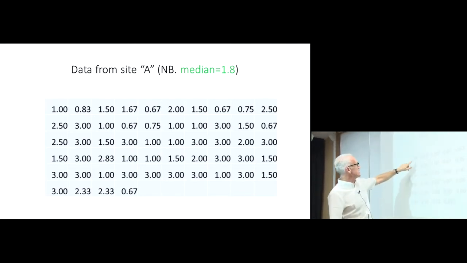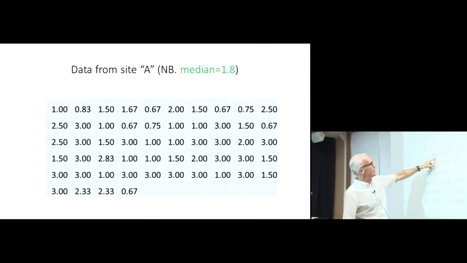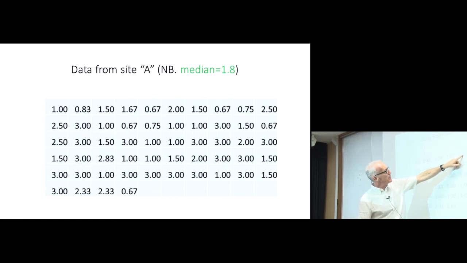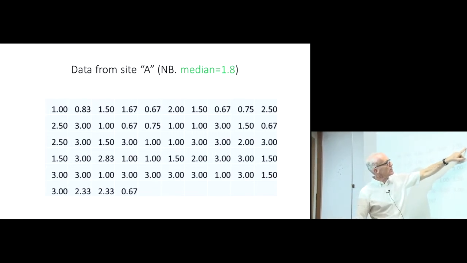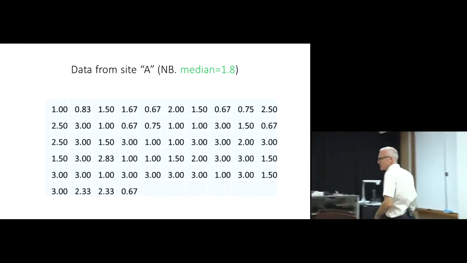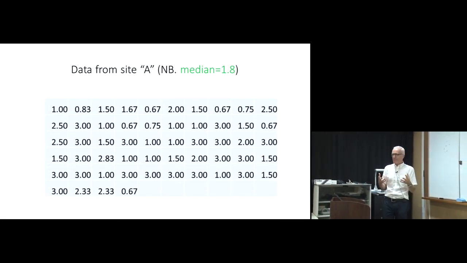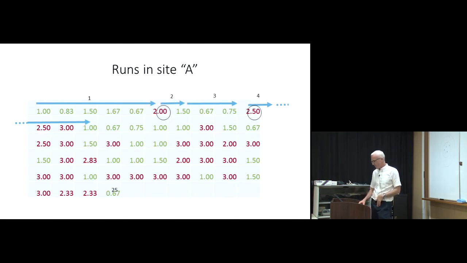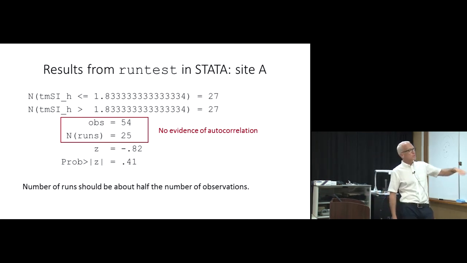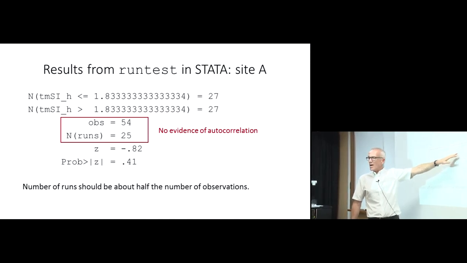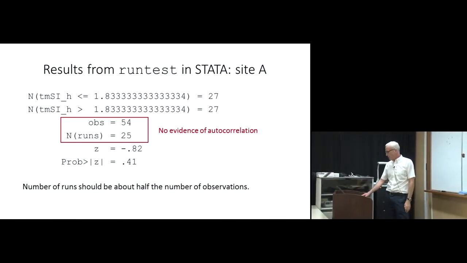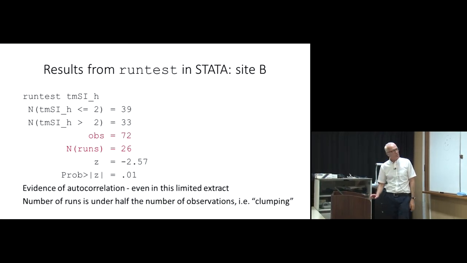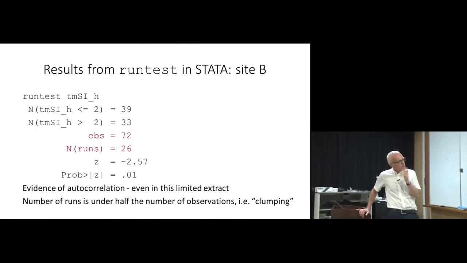So the median is 1.8, so that's one run to there, and that's another run, and that's another run to there. But it's not easy. So what I'm showing you is actually that sometimes you can look at data and see strange things, but sometimes you can't, and you need computers to help you. And so in this case, there were 25 runs for site A. When we do a runs test on site A results, there are 54 observations, 25 runs. The number of runs is approximately half the number of observations. There was no significant autocorrelation. But in site B, there were 72 observations and 26 runs, so there were fewer runs than you'd expect.